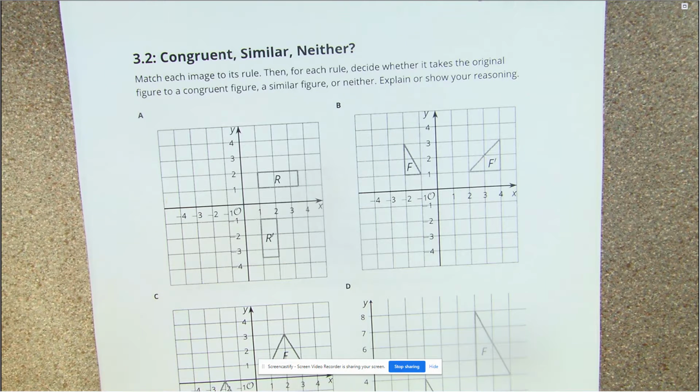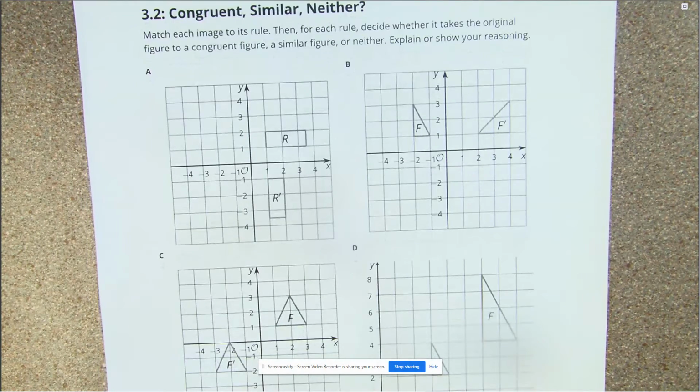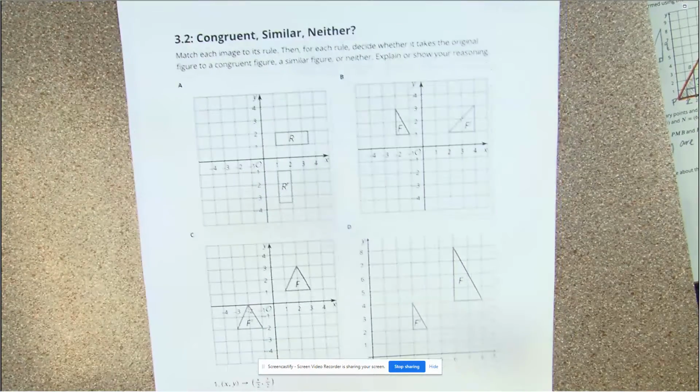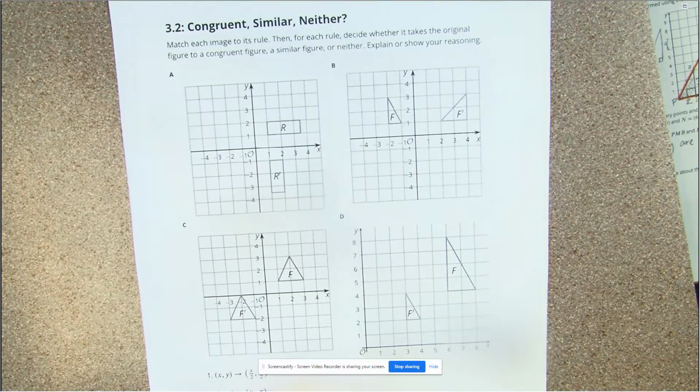Hello, I am doing activity 3.2 in the Geometry Unit 6 book. You might be doing this on Desmos or following along with me in your book. This is on page 24. Congruent, similar, or neither. Match each image to its rule. Then for each rule, decide whether it takes the original figure to a congruent figure, a similar, or neither.